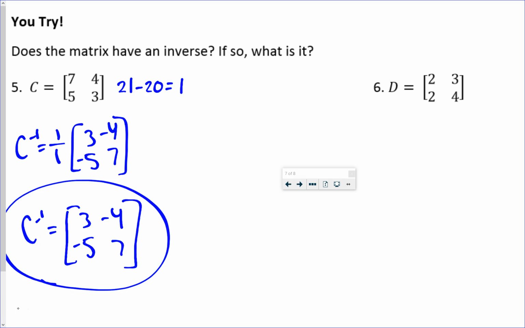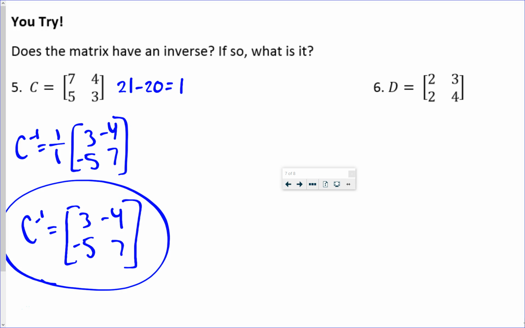Why did you like number 5 so much? It was easy. You just multiplied everything. Yeah, because my determinant was 1. Did you all get the determinant is 1? Yeah. So when you have a scalar of 1, that's nice because your inverse is just your flippy-do matrix. So you switch A and D, change your signs of B and C. We get 3, -4, -5, and 7.